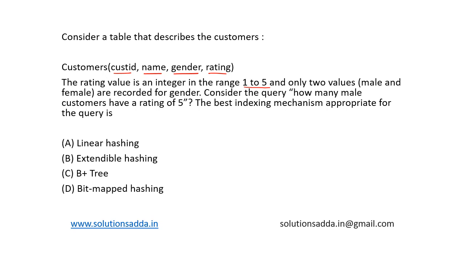The best indexing mechanism appropriate for the query is, and four options are given: linear hashing, extendable hashing, B plus tree, and bitmapped hashing. Since the rating value is an integer in the range of 1 to 5 and only two values, male and female, are recorded for gender, we can assume male as 0 and female as 1. We can see that both the values of rating as well as the value of gender are fixed. So bitmapped indexing is best suitable for this. So option D, bitmapped hashing, is the correct answer.